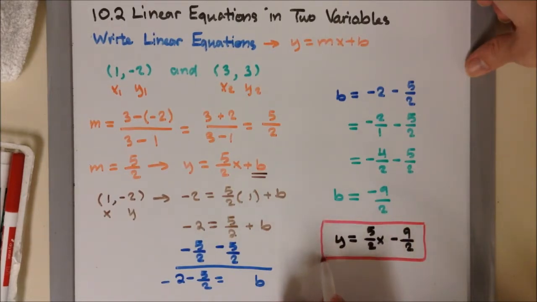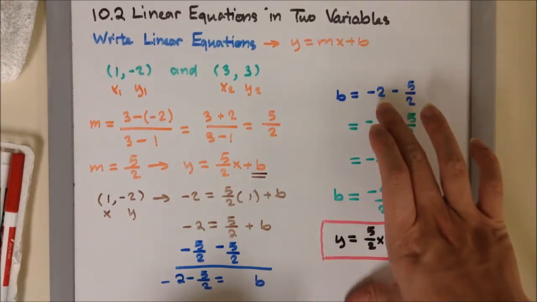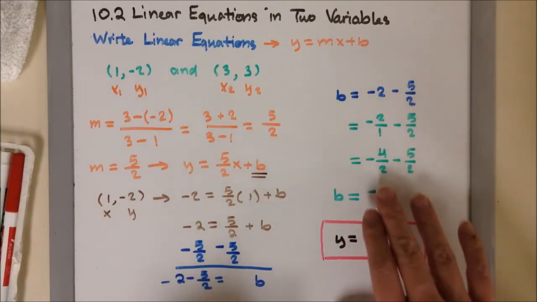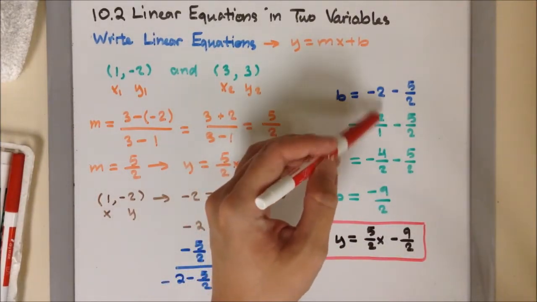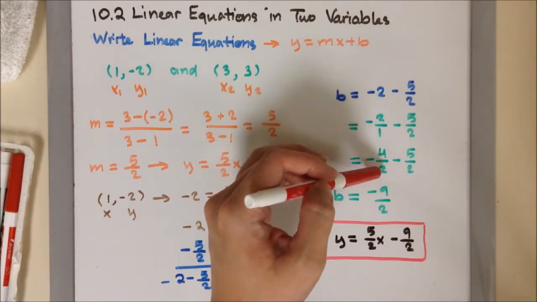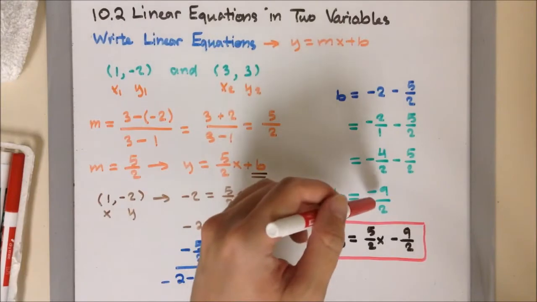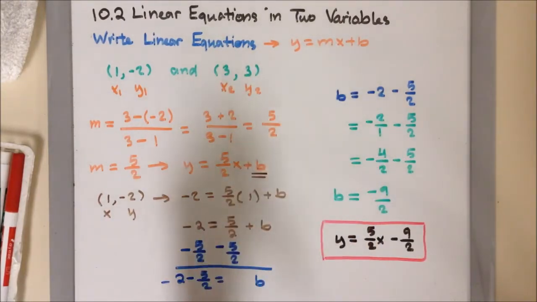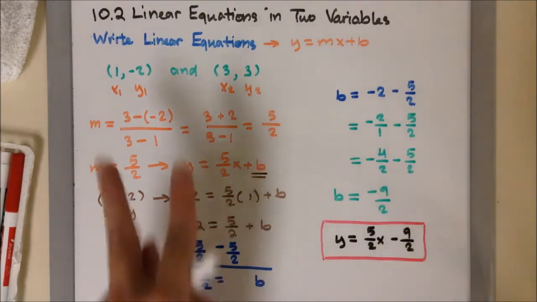For this part, if you're adding and subtracting fractions, make sure to convert the whole number into a fraction, and then find a common denominator. Here, I'll multiply top and bottom by 2, so that I have a denominator of 2, and then I have negative 4 in the numerator. That's how I got negative 9 over 2 by combining these two fractions. And then here, again, is our linear equation when given 2 points.